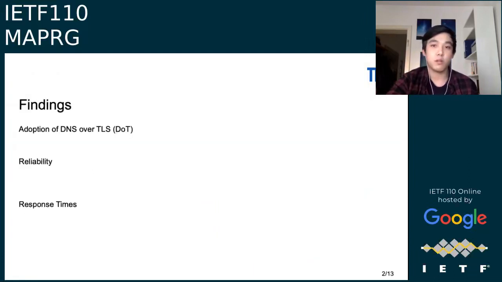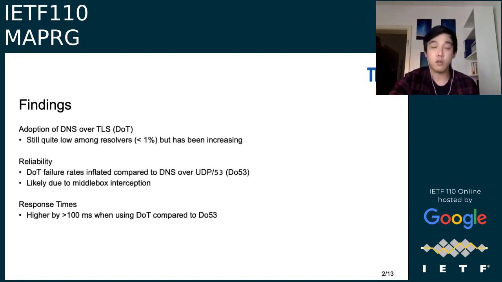First of all, a brief overview of the main findings right away. As the title of the paper suggests, we will be looking at the adoption, reliability, and response times of DNS over TLS, or DoT for short. During the talk, we will see that the adoption of DoT is still rather low, and that we have higher failure rates and response times for DoT than one may expect compared to traditional DNS, but we will get back to these results at the end of the talk again.